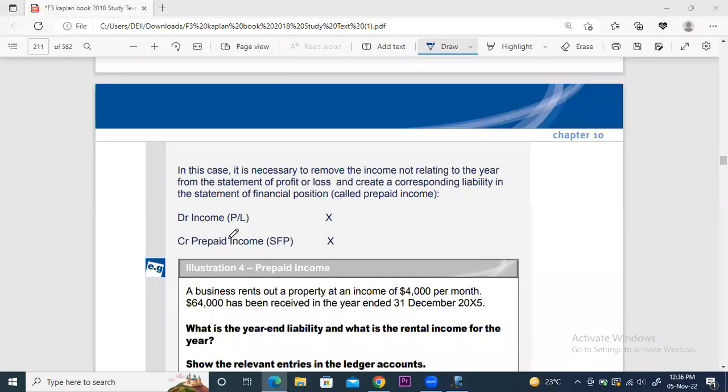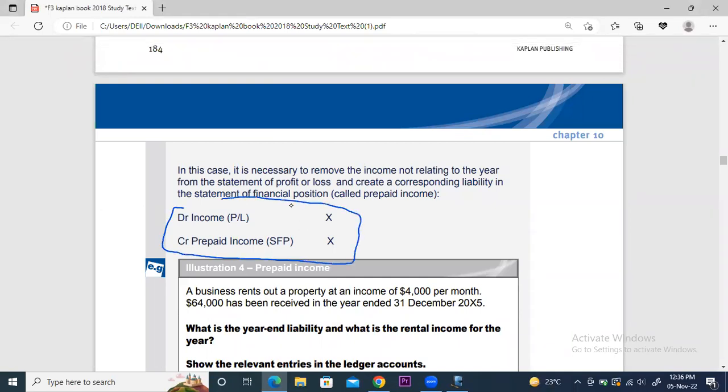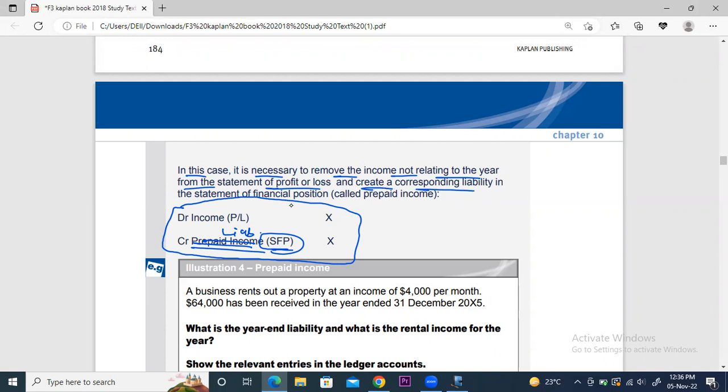So over here I've shared the screen. I hope you can see it. So this is the double entry we do for prepaid income. So credit, I've done the prepaid income. Obviously it's a statement of financial position item. It's a liability, basically credit liability we can say, but it has done debit income, right? So what's happening in this case is it is necessary to remove the income not relating to the year from the statement of profit or loss and create a corresponding liability.